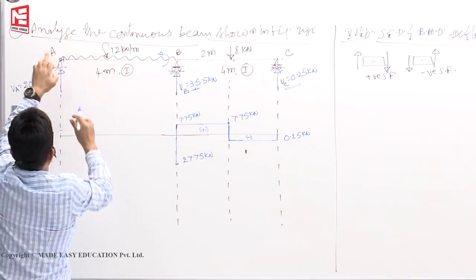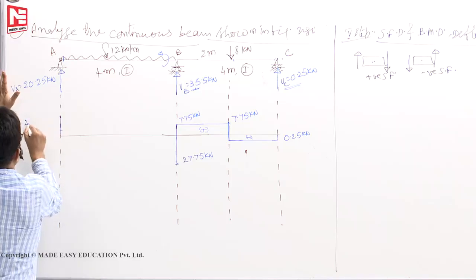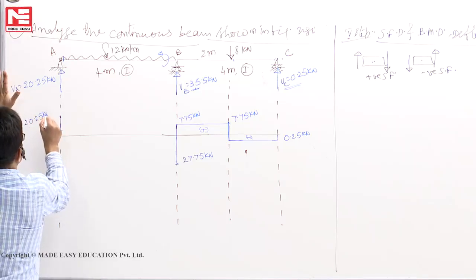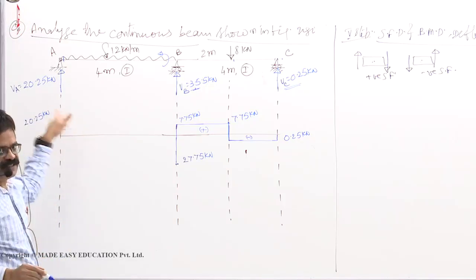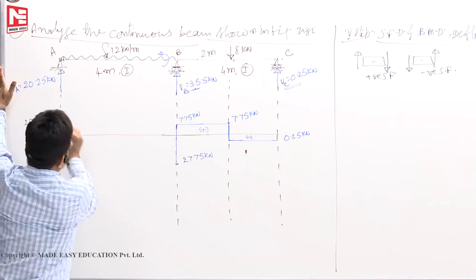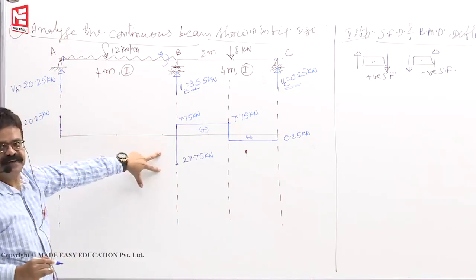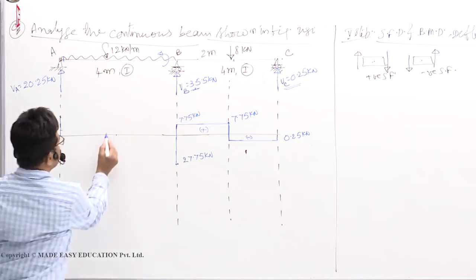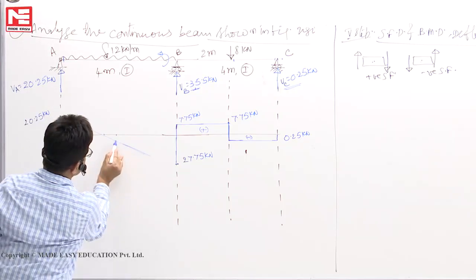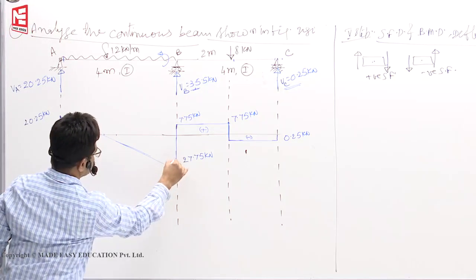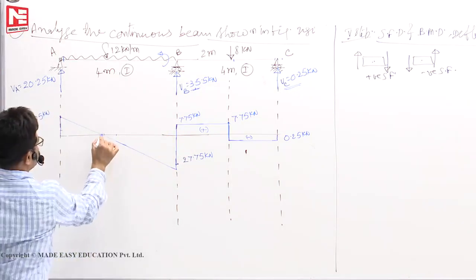Section left side upward is 20.25, so positive. You mark 20.25 like this. Now from here to here you must draw a straight, linearly varying line. That will not intersect at the center. Why? This is only 20, this is 27. So it will not cut at the center, somewhere here it will cut.